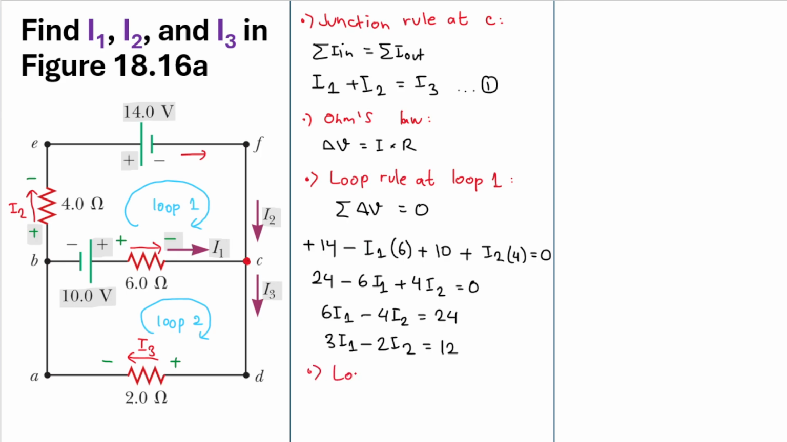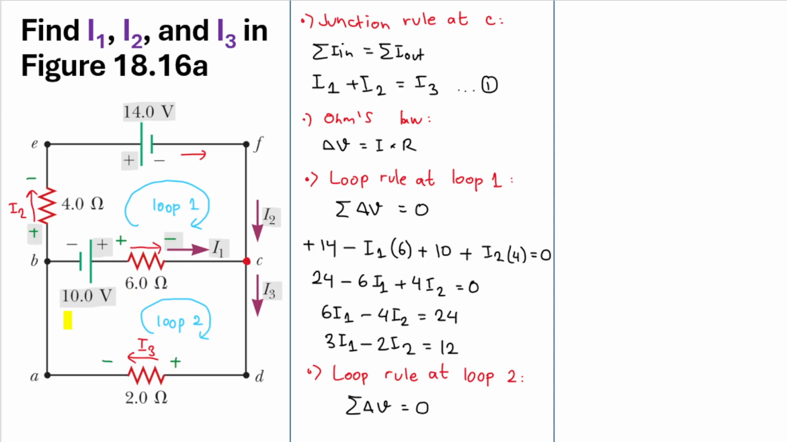So we will have loop rule at loop 2. So what does this mean? Okay, so let's apply this one, that the sum of the potential difference, or we usually call it just voltage, that will equal to 0. But now we are working on loop 2 here. Okay, let's start from that 10-volt battery, and let's use another color. I will use yellow highlighter here.